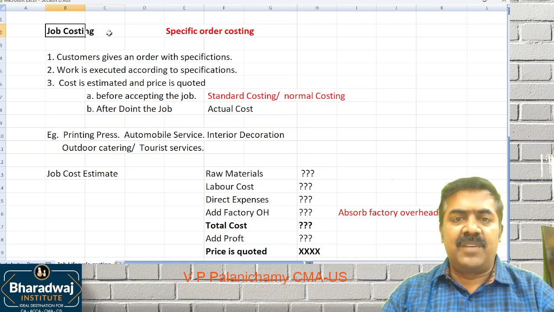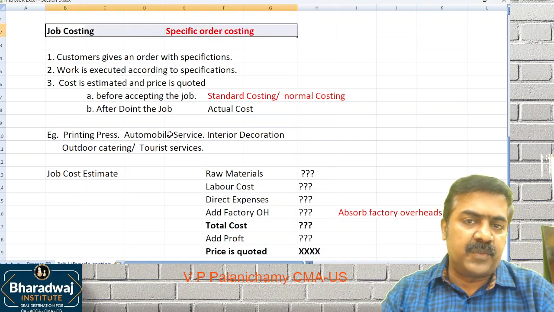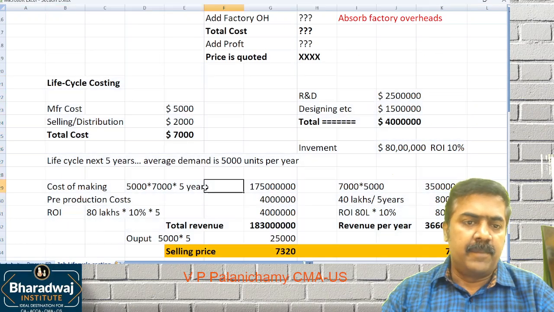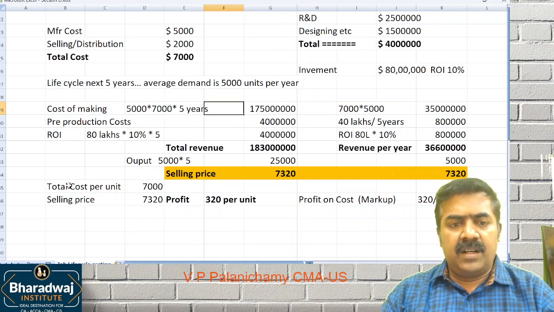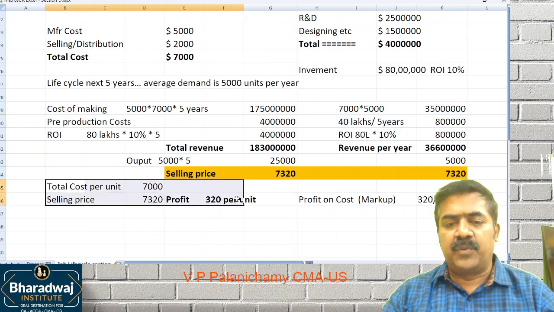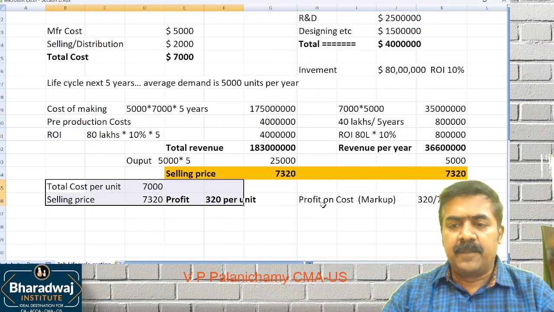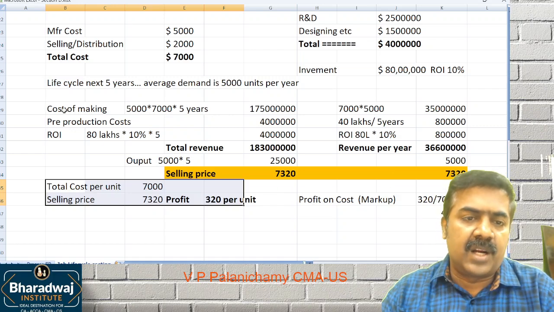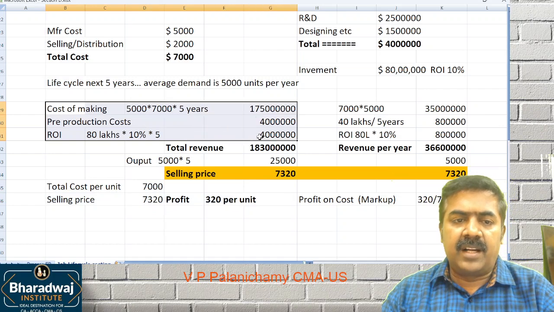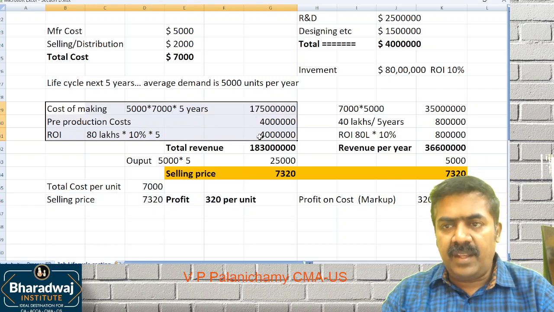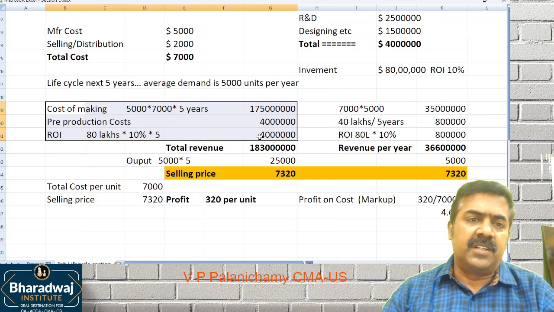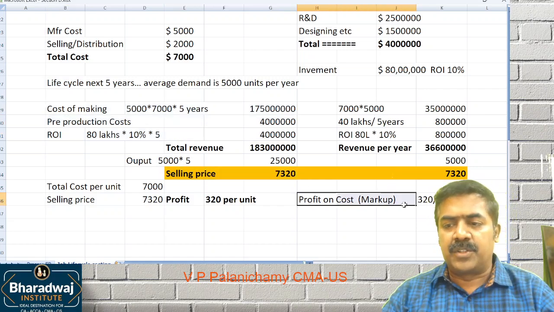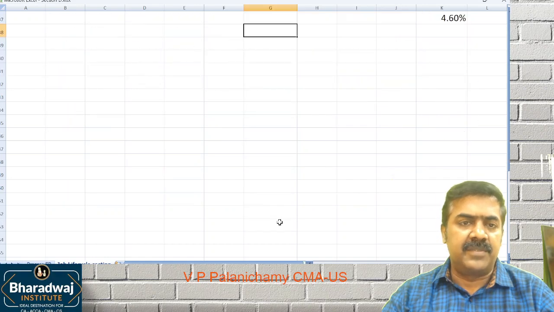Morning. Last class we have done job costing, specific order costing, and also which one? We have done life cycle costing. In life cycle costing, we decided what price we have to fix, or what should be the selling price, to ensure that all costs are recovered. Both direct cost as well as indirect cost, pre-production cost, everything should be recovered. So what should be the estimated selling price? What should be the profit markup, like that we have seen.